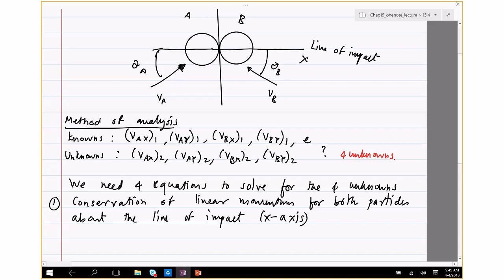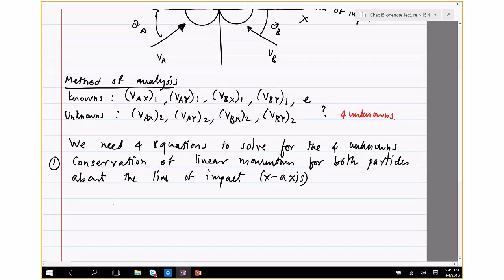So when you do that, we get m_A v_Ax before impact plus m_B v_Bx before impact is m_A v_Ax after impact plus m_B v_Bx after impact. So momentum before impact equals momentum after impact.